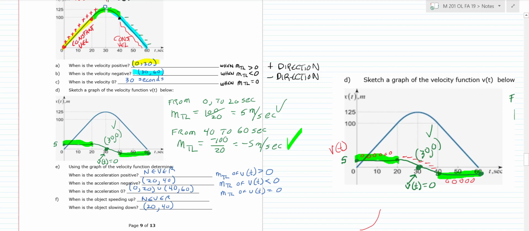Okay, now this is good stuff. This is really thoughtful, and it helps you really understand how derivatives work as a rate of change as related to position, velocity, and acceleration.